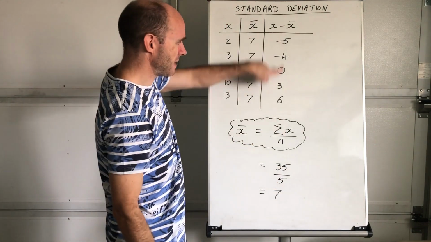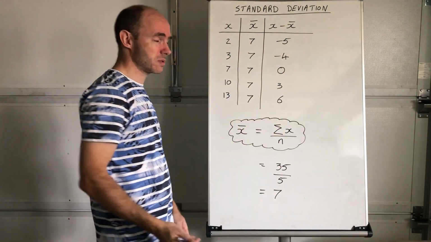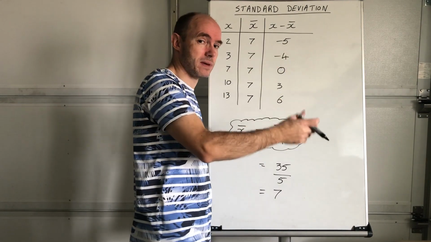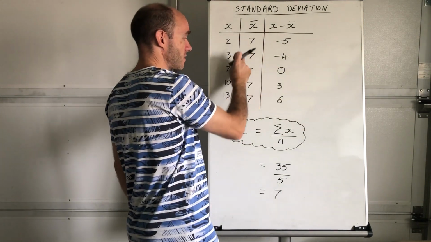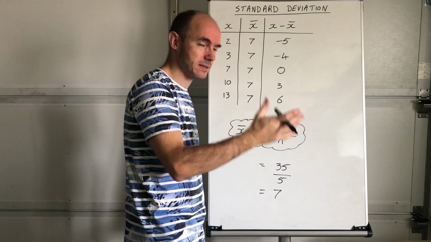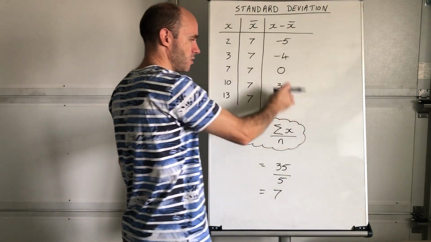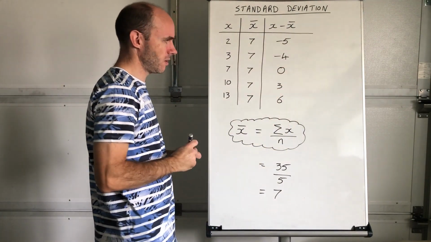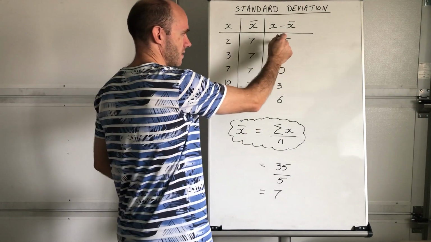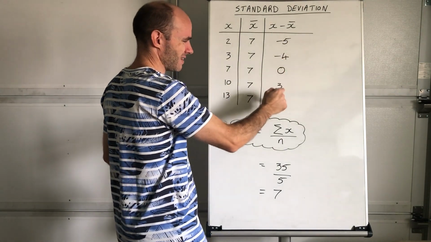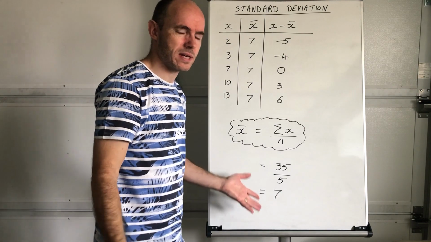Now, what is the mean of those? You could call those deviations from the mean, how much each of these values deviates from the mean. If we found the mean of those, what do we get? We get 0, don't we? That's always going to happen.